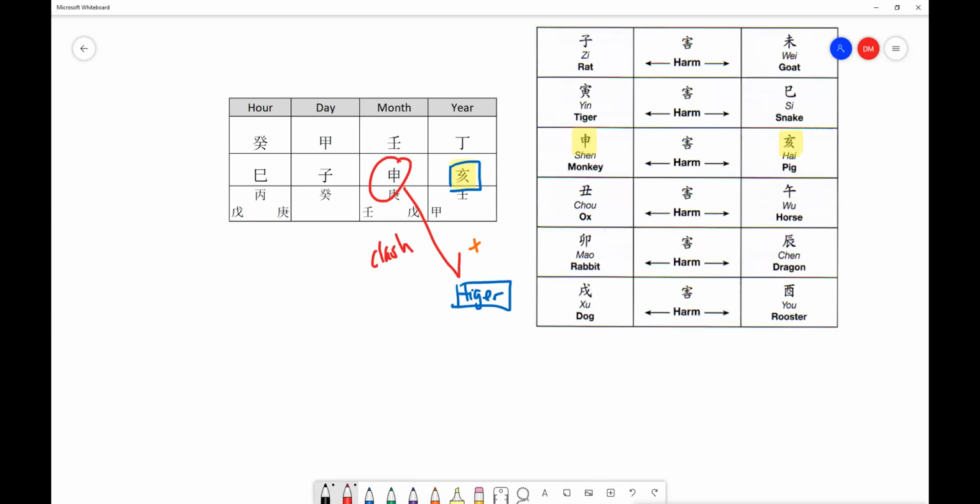Because the monkey will clash with the tiger. Correct. Therefore, once you understand combo and once you understand clash, harm is the third party. So harm is between combo and clash. Can all three happen? Yeah, all three can happen. Therefore, it creates a more complex scenario.